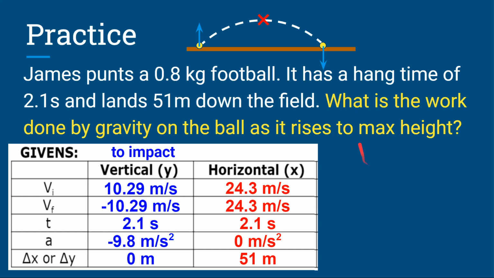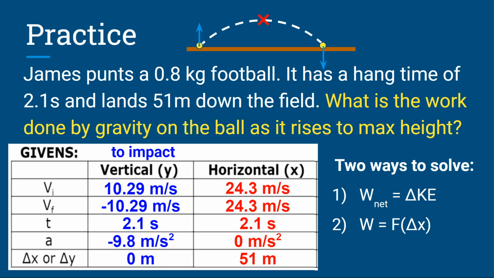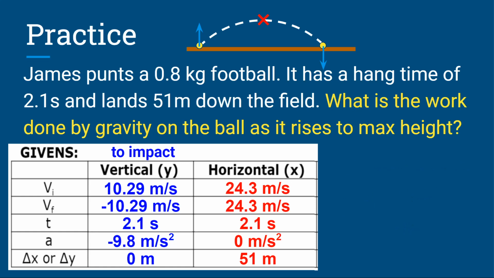Here's another follow-up question. What is the work done by gravity on the ball as it rises to max height? There are 2 different ways you could solve this. Work is equal to change in kinetic energy. I already know how much kinetic energy it has at the top. If I figure out how much kinetic energy it has when it's kicked, I could find the change in kinetic energy and get my work that way. Or I could do force times displacement, because work is also equal to force times displacement. I'm going to show you both ways, but I'm going to tell you right now the first one's easier. We can do it both ways, but the first one's easier. So let's do the first one first.